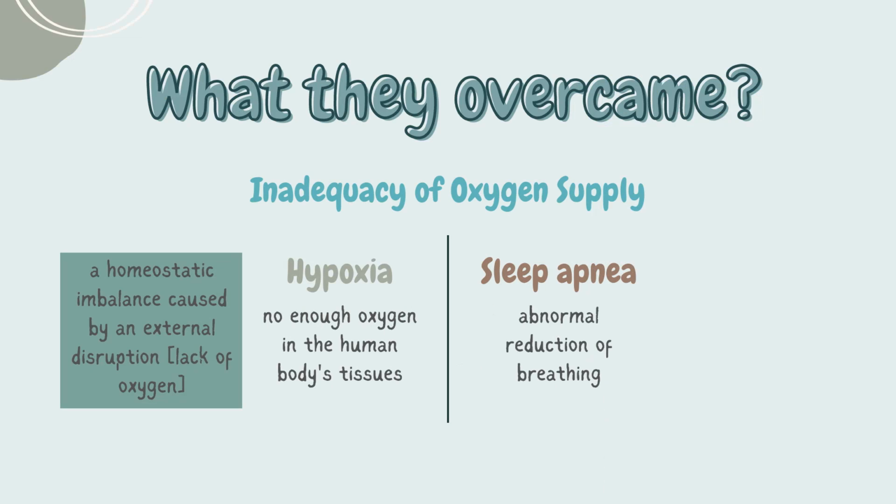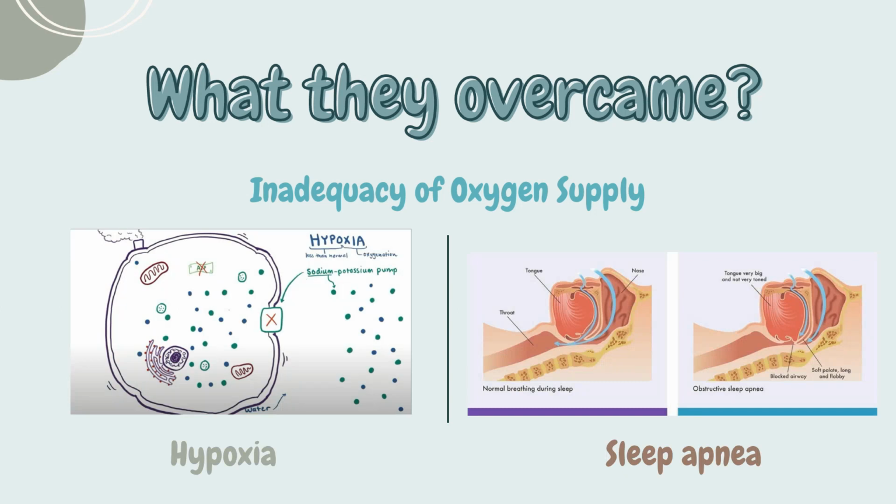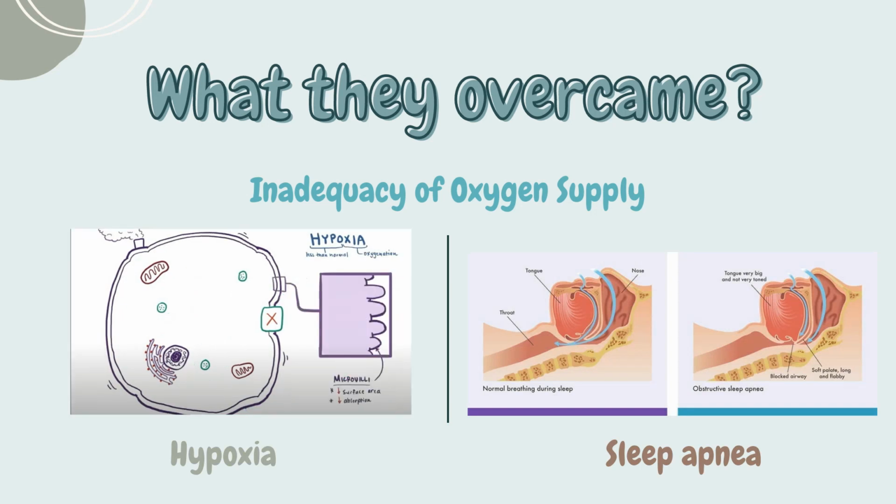In this sense, normal people with an average size of spleen cannot stay longer underwater like the Bajau people, so they might suffer from hypoxia, which occurs when the human body cannot supply enough oxygen to its tissues. Similarly, oxygenated blood deficiency can also result in sleep apnea, which is an abnormal reduction in breathing. The following images show what happens to our cells and body when we are experiencing hypoxia and sleep apnea.